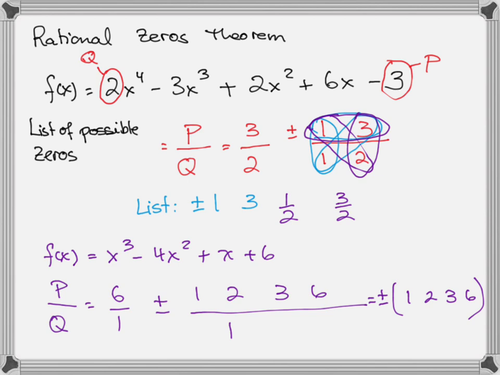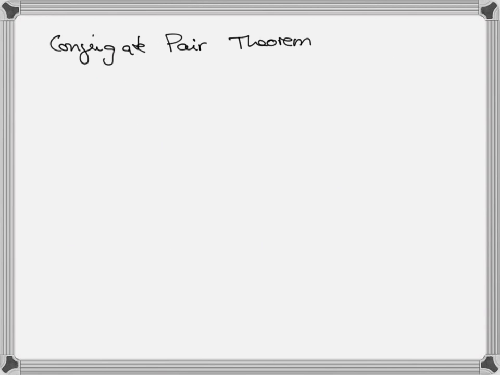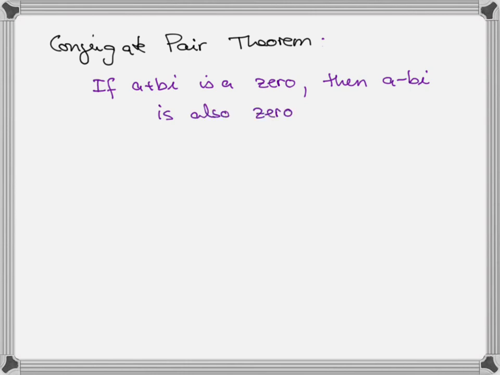Now, conjugate pair theorem, we already talked about that. If a plus bi is a 0, then a minus bi is also a 0. I told you they travel in pairs. If I give you a 0, let's practice that actually.